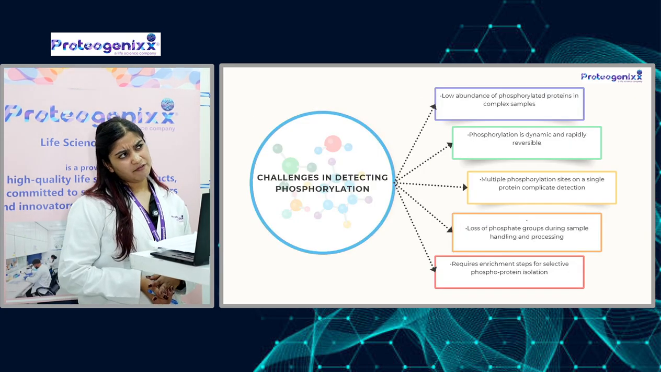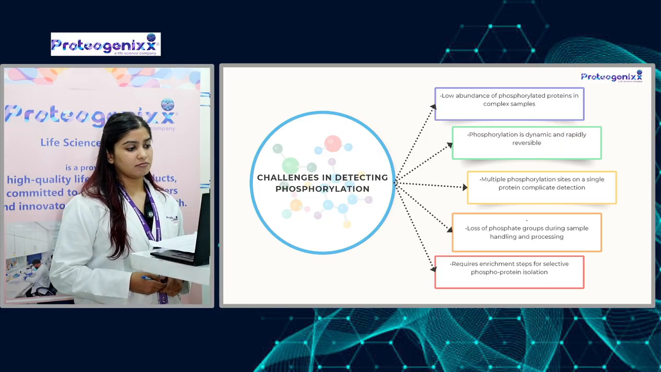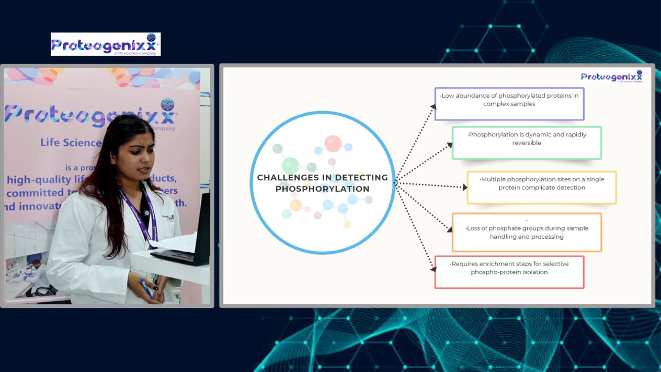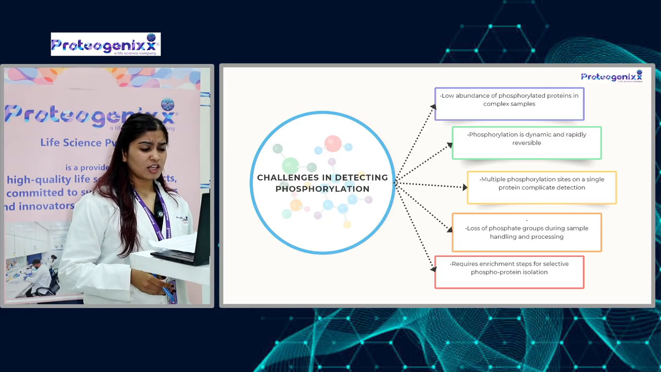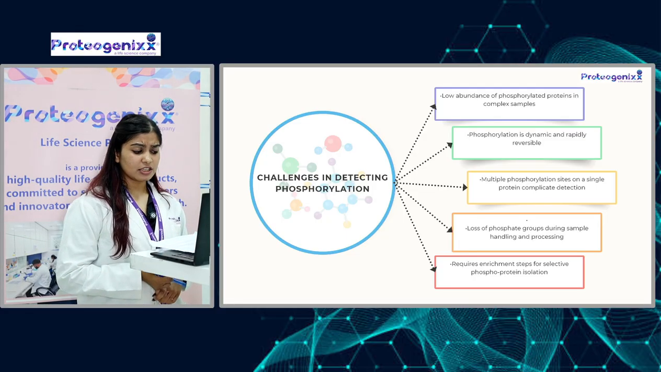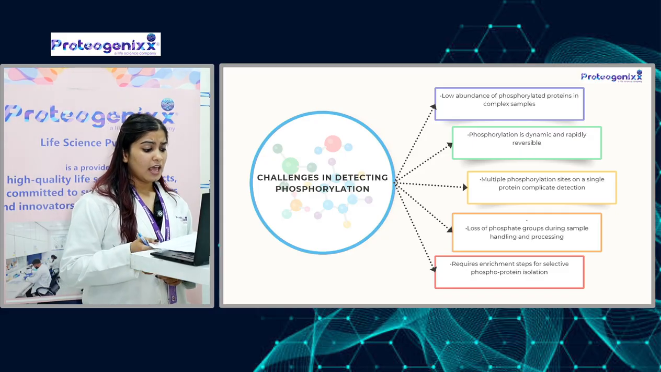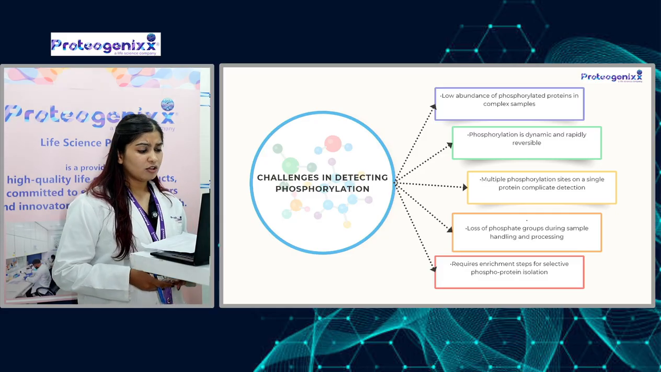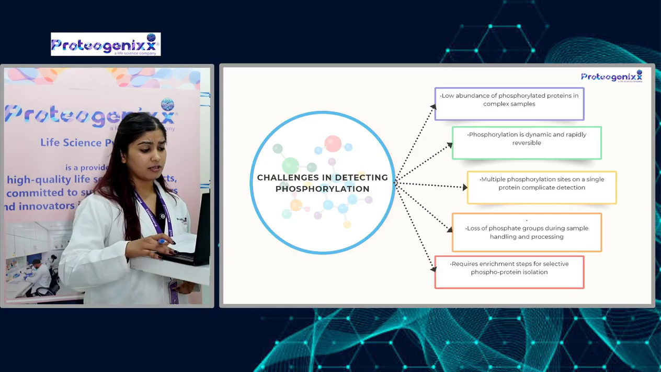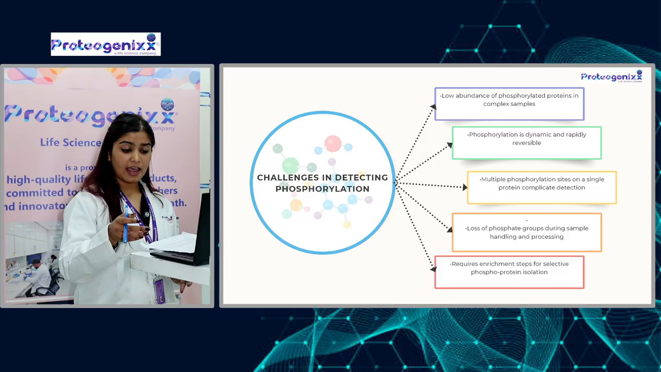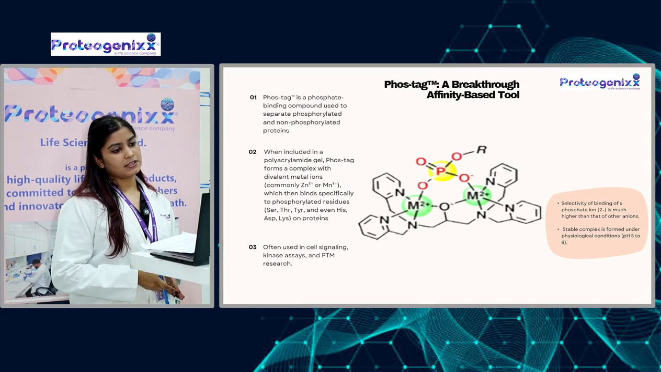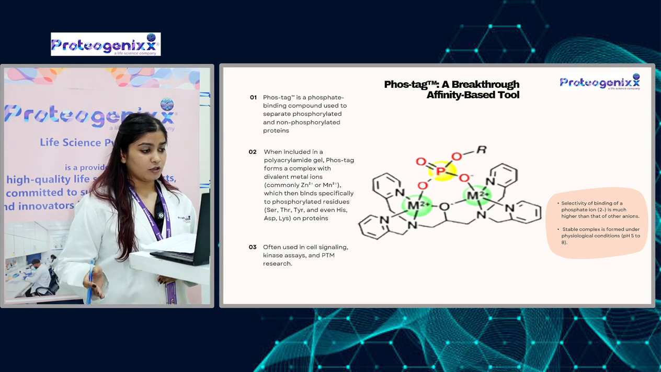Some of you might also have faced difficulties in detecting phosphorylation levels. Despite its importance, phosphorylation is hard to detect because of its transient nature, low abundance, and potential site multiplicity. And also the loss of samples during handling adds another hurdle. So this is where Fostak plays an important role.